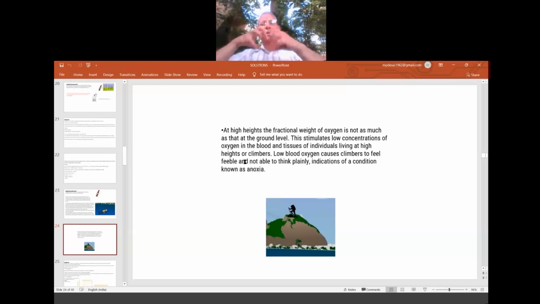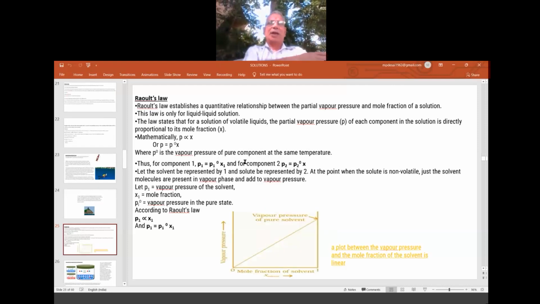All these examples depend upon what? Solubility of a gas in a liquid, that is Henry's law. So Henry's law, make the best use of it in life. It is there already in life. The only thing is you have to find it out.